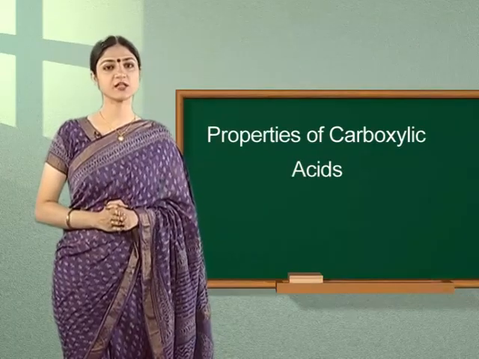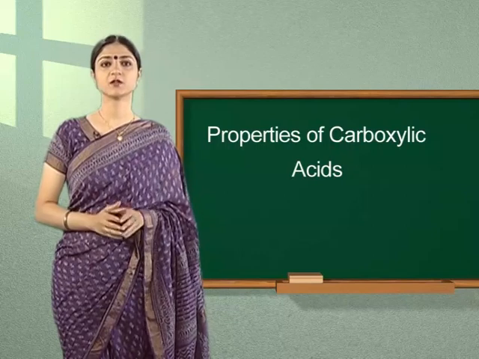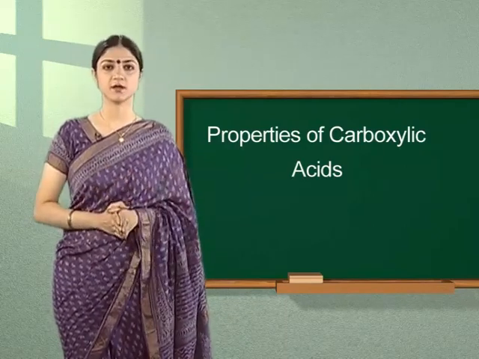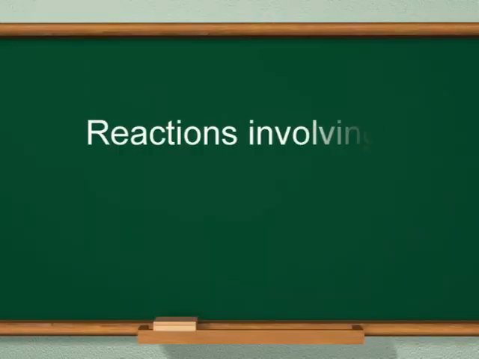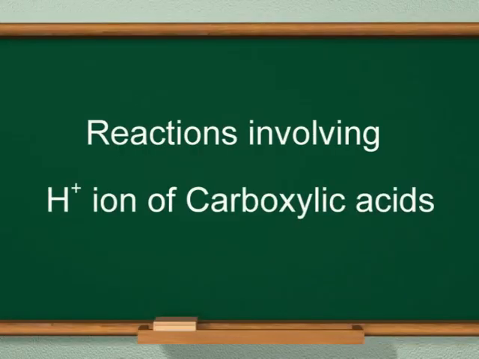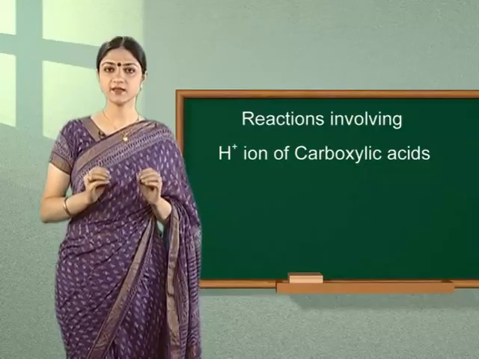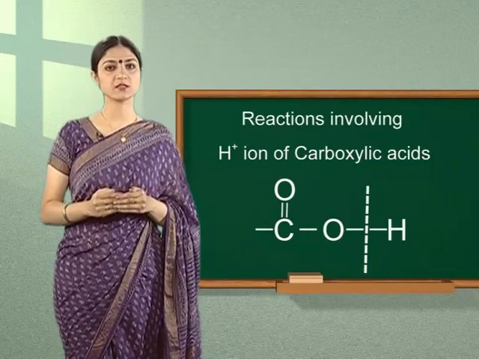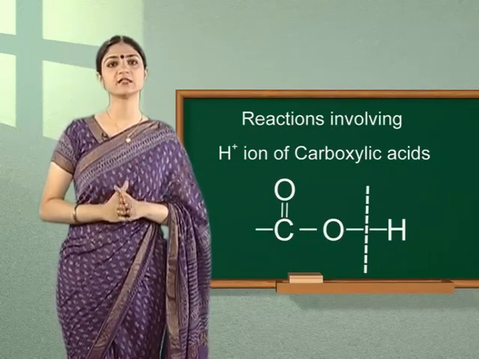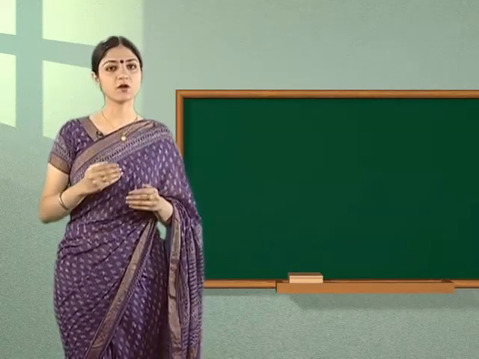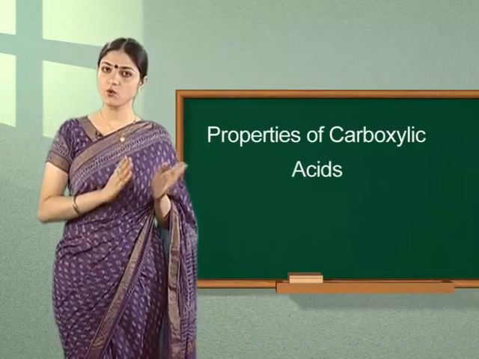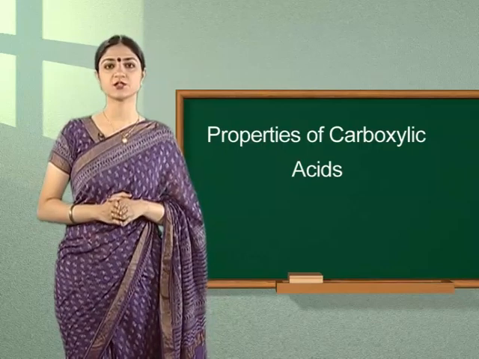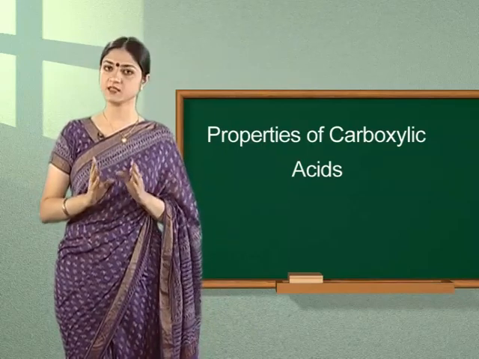Let us now see some reactions that show the acidic character of carboxylic acids. Reactions involving hydrogen ion of carboxylic acids. In these reactions, the oxygen bond hydrogen of carboxyl group breaks to release hydrogen ion. Carboxylic acids react with more reactive metals such as sodium, calcium and magnesium to produce their salt and hydrogen.